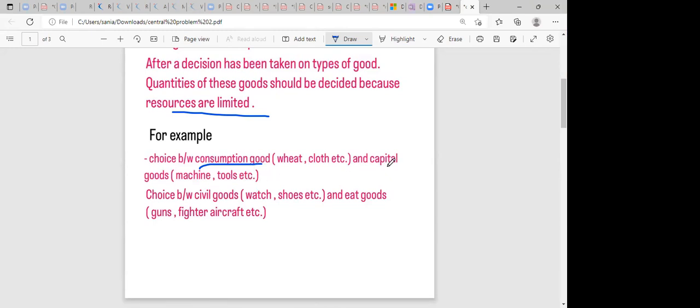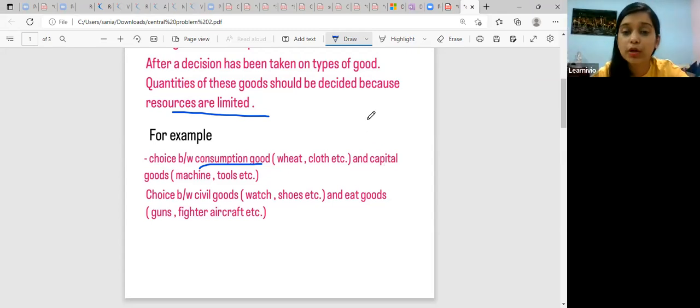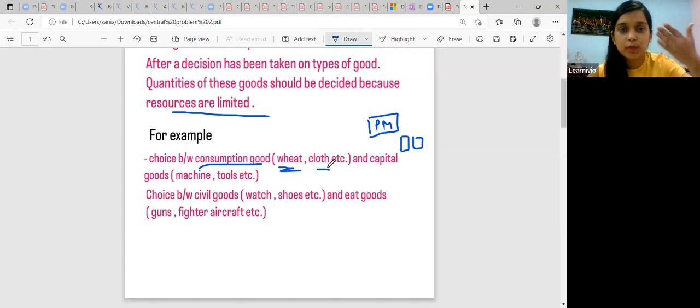Capital goods are basically those goods which help in the production of other goods. For example, you bought a printing machine, right? This machine will help you print books. So these goods are known as capital goods because they are helping in making other goods. But for example, you bought wheat, you will be eating that. You bought clothes, you will be wearing them. You are not going to use them for some other production. So there are two goods, consumer goods and capital goods.